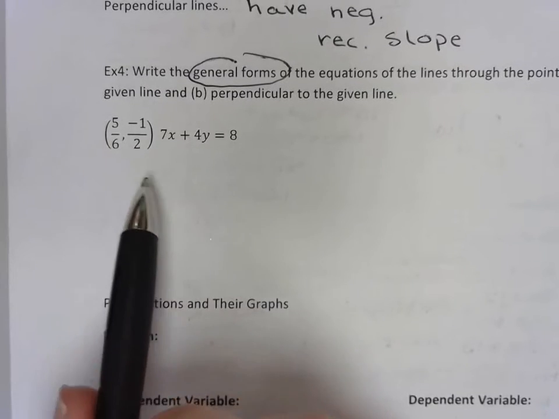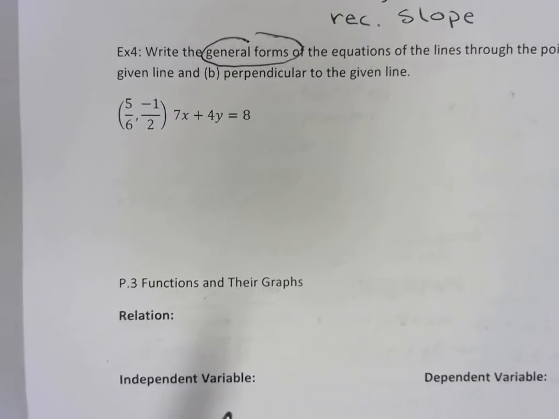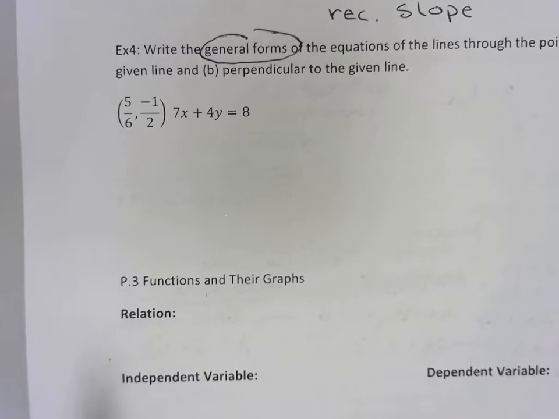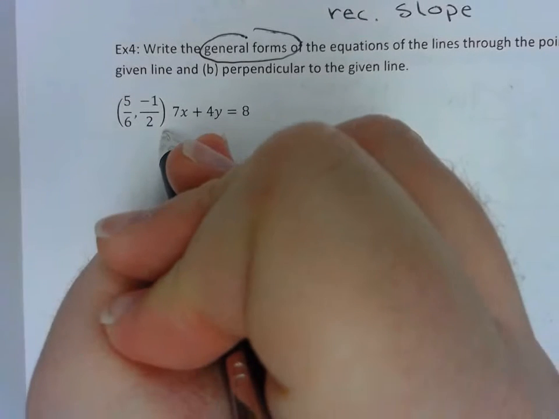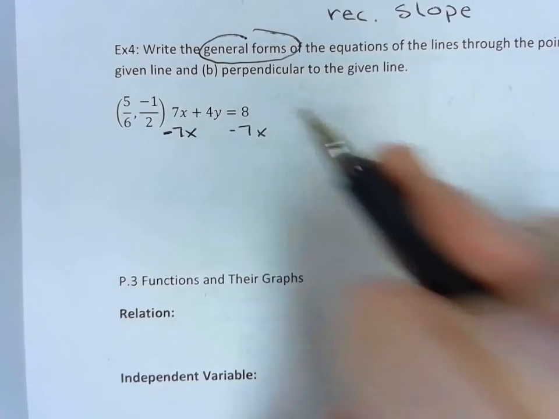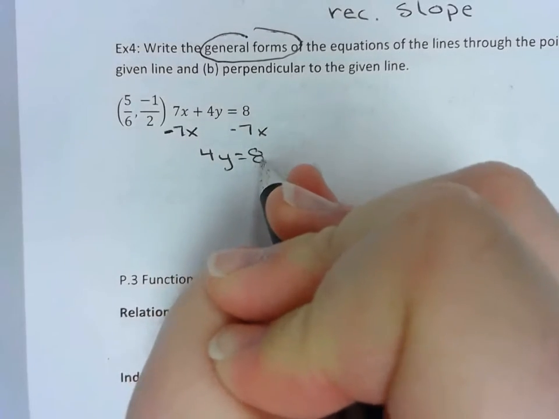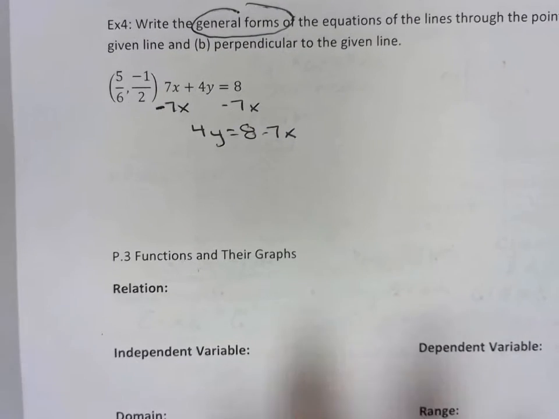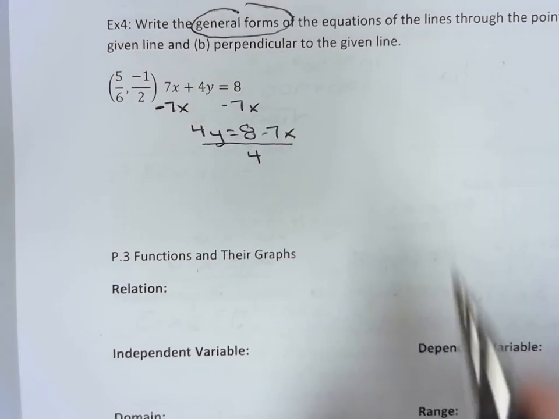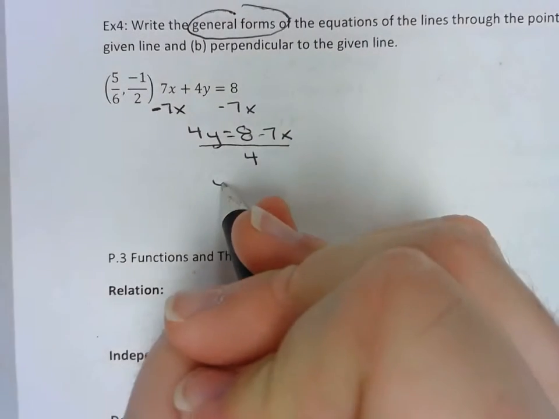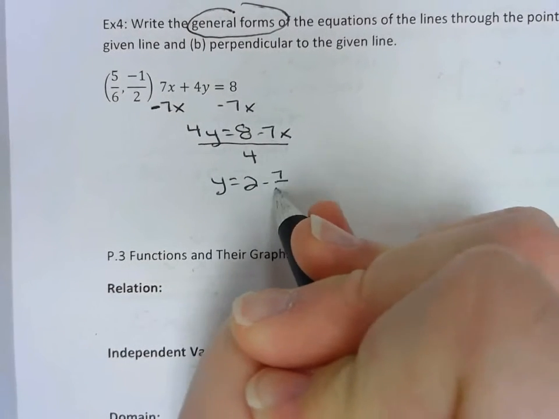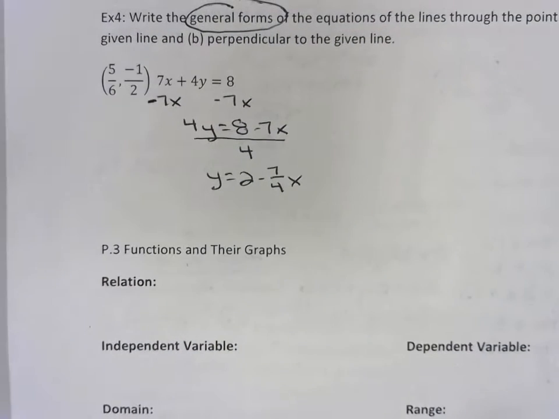So if I look at what they give me, what do I have to do to find the slope? Yeah, get this equation in slope-intercept form. It's currently in standard form, so get it in slope-intercept form. So 4y equals 8 minus 7x. Divide both sides by 4. So y equals 2 minus 7/4 x. So the first thing we want to look for is the slope, because once I find the slope, that helps me get started with the parallel line equation and the perpendicular line equation.